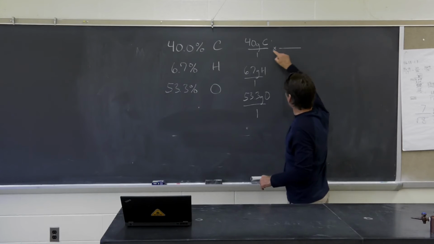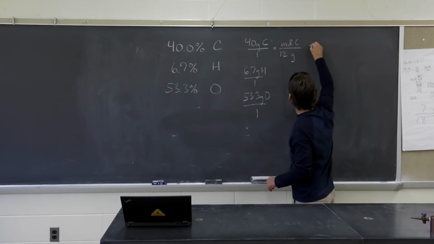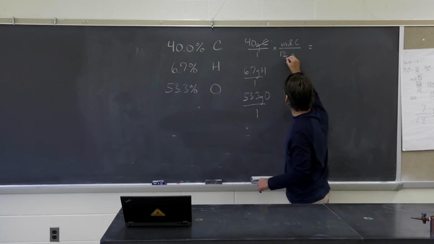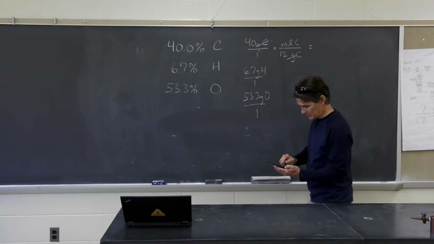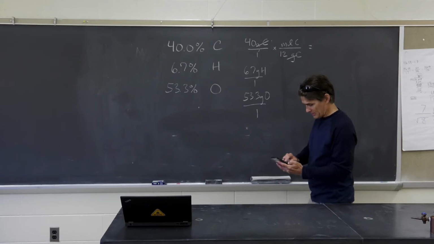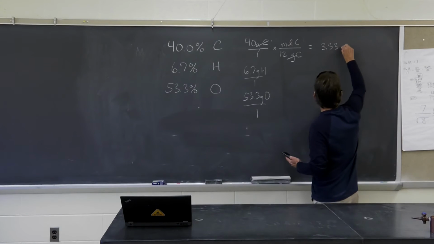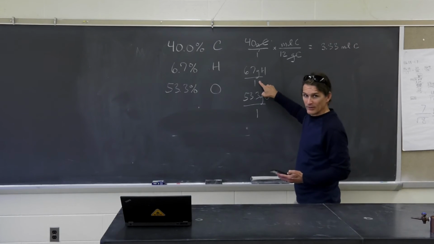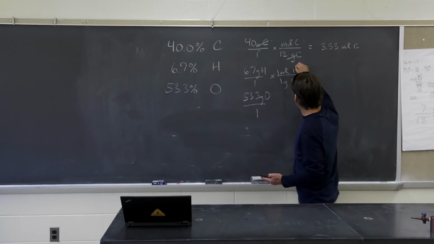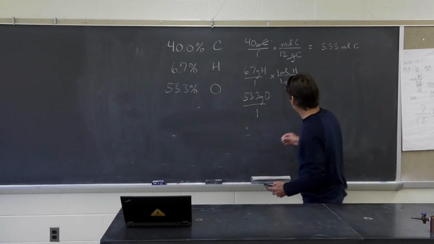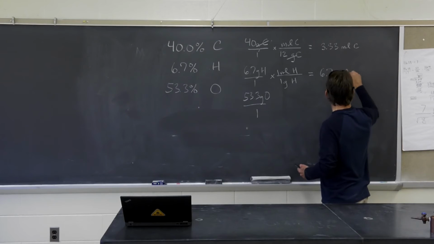If I look on the periodic table underneath carbon, you're going to see 12 something. We're just going to say 12 grams for every mole of carbon. So the grams of carbon will cancel. 40 divided by 12 will tell me my moles of carbon. That's 3.33 moles of carbon. Well, hydrogen's always easy. It's 1 gram per mole. 1 gram of hydrogen is 1 mole. So for hydrogen, the grams and the moles are the same, pretty much. I mean, this is a little off one, but for the most part. So that's 6.7 moles of hydrogen.